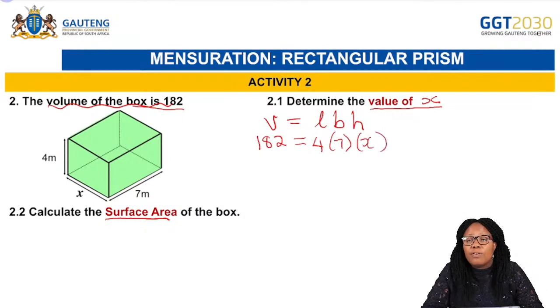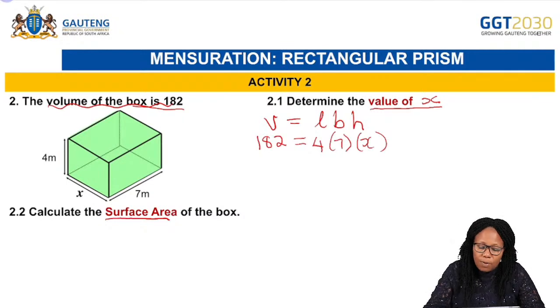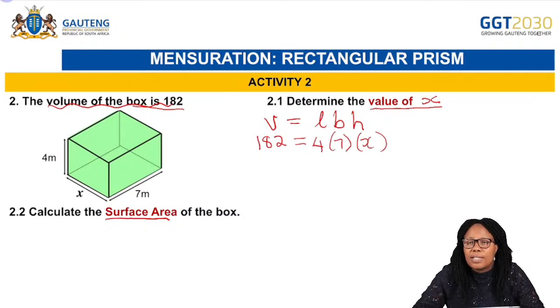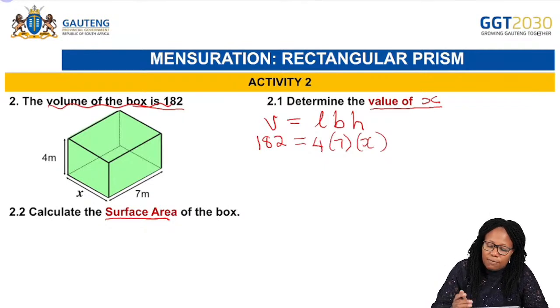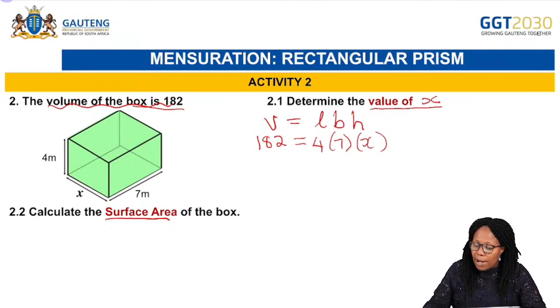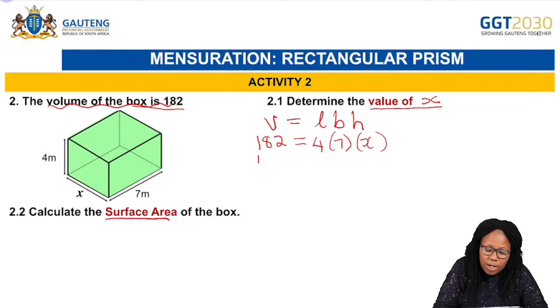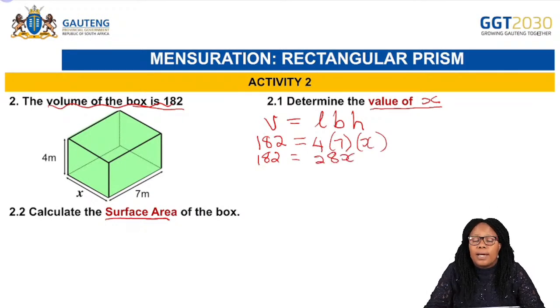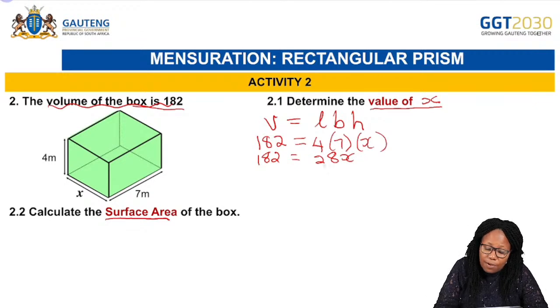Those are the dimensions, 4, 7, X. It doesn't matter how you put them, grade 12s, they will still give you the correct answer, even if you say 7, 4, X, or X, 4, 7. All right, and then now we have 182. On the left, we are multiplying 4 and 7, which will give us 28X. And then to get the value of X, we divide both sides by 28.